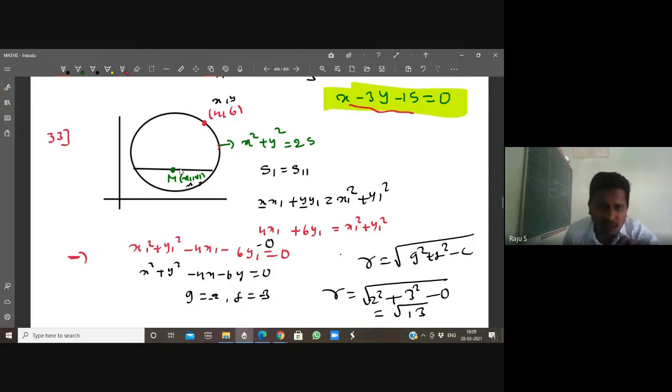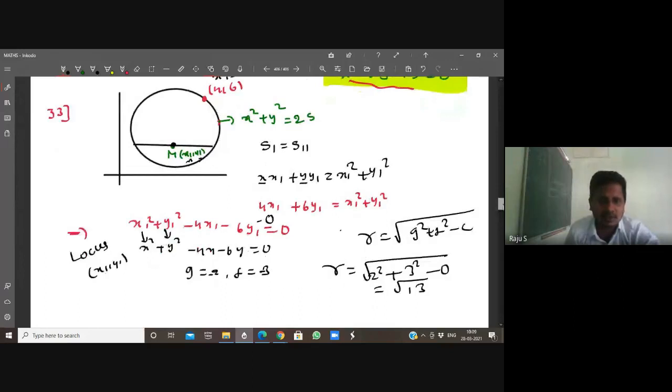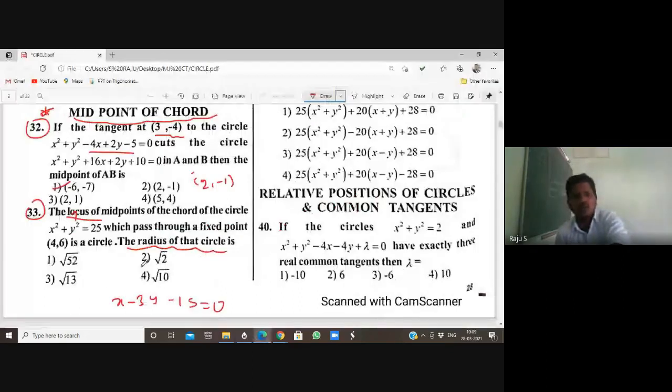First, I found the equation in terms of x1, y1. At last, I wrote the locus of midpoint (x1, y1) by replacing x1 by x and y1 by y, and we got the circle equation. So you can take the g and f values and substitute them here. You will get the radius. The radius is root 13. Any doubt?